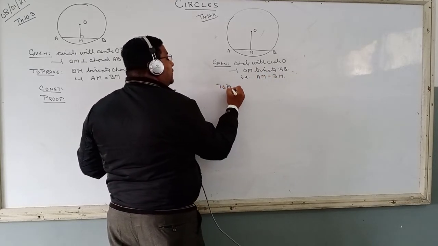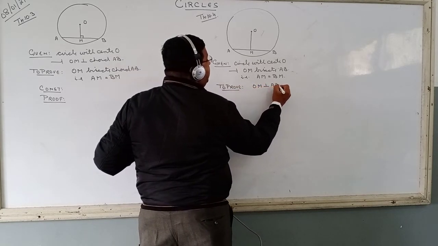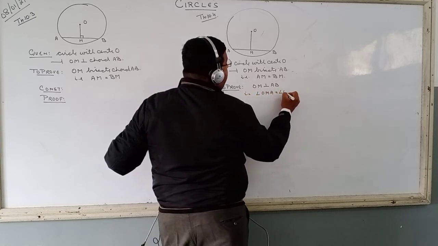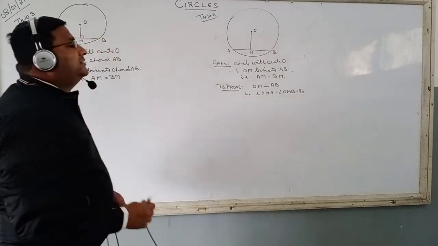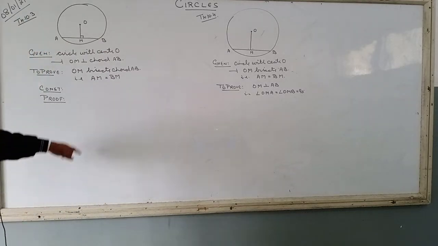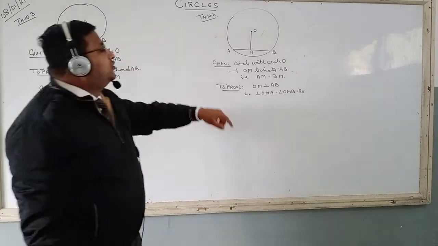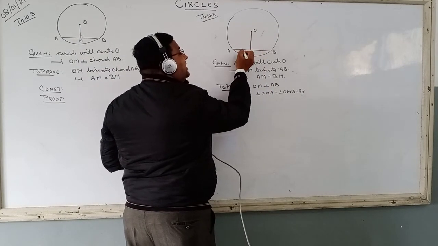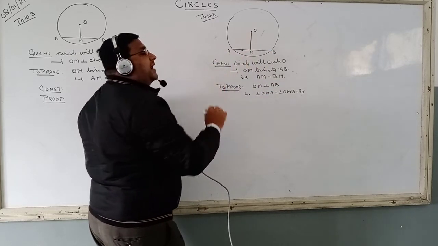And what do we need to prove? We need to prove that OM is perpendicular to AB, that is angle OMA equals angle OMB equals 90. Perpendicular means we need to prove these two angles are 90. Can you see? They are converse. Here we say this is perpendicular and prove it divides the chord into two parts, AM equals BM. Here he is already telling you that this line is bisecting, so these two parts are equal. That is already given. Then prove that this is perpendicular, that is 90-90.